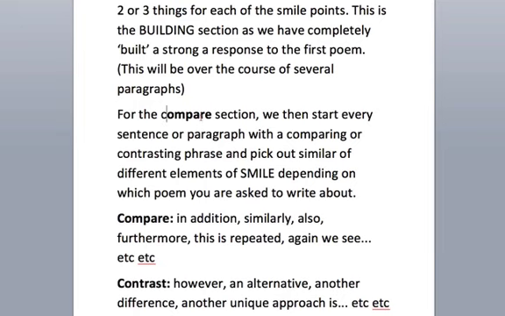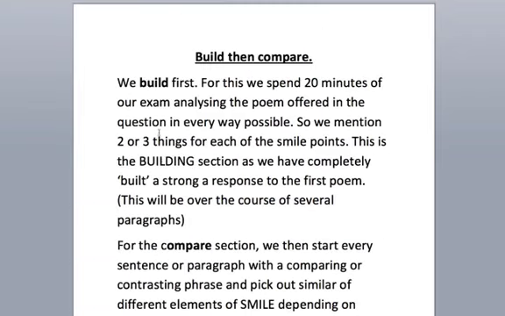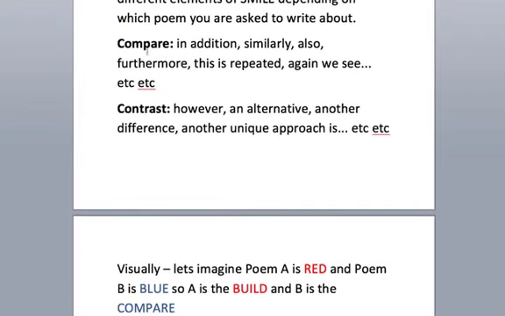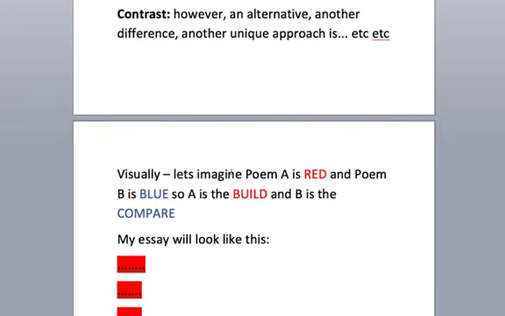There you're hitting all the exam criteria they're asking you to do with the comparison, and what you're picking out to compare and contrast. To do this, you're always going to be using terms like in addition, similarly, also, however, an alternative, another difference, and again, pick out any elements of SMILE that you've talked about before and show the comparison. If you were to imagine this visually, let's imagine that poem A, the one in the question, is red and poem B is blue. So A is the build and B is the compare.